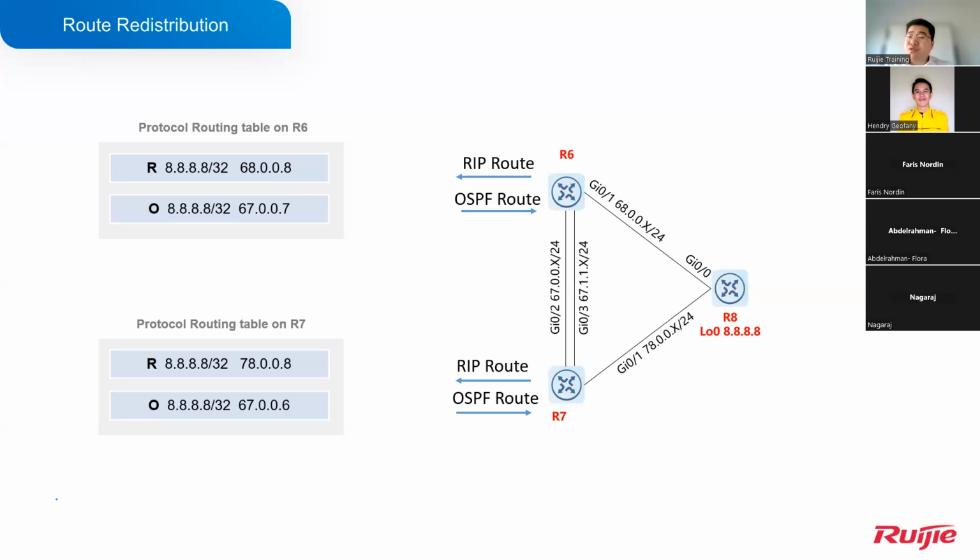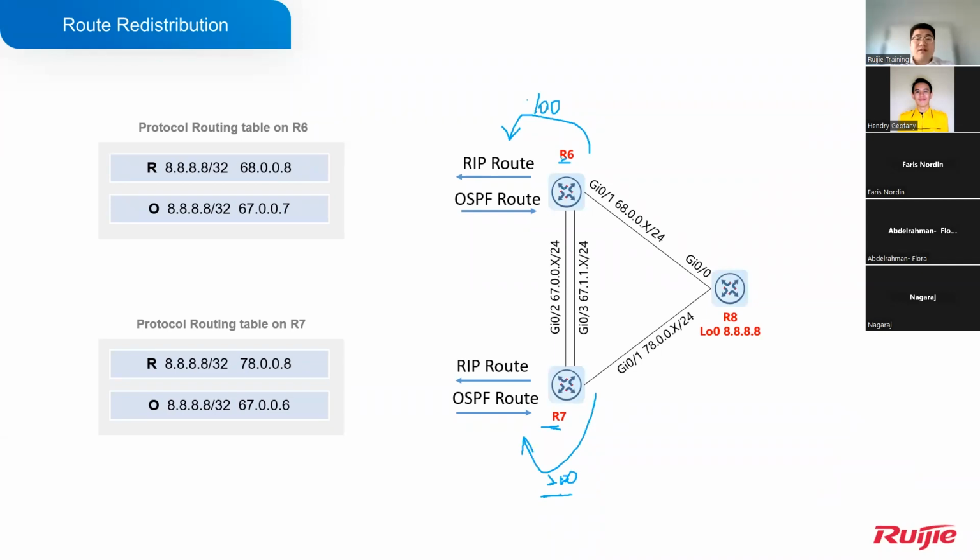Actually, we have a lot of solutions, and here we just introduce one method. For all the routes redistributed from RIP to OSPF, we will give them a tag. For example, the tag is 100. And then, since they have a tag, on R7 we should filter all the routes with tag 100. And here it's the same. Here we have a tag 200, and on R6 we filter all the routes with tag 200.